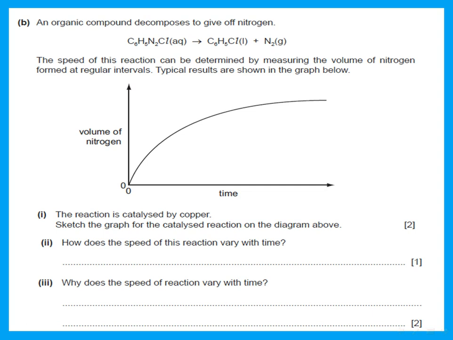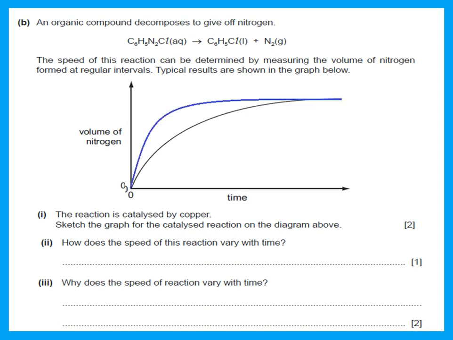We said if this is the graph for our original reaction, then he did something to make the reaction faster. Of course, if I add a catalyst, then the reaction is faster. And he's saying sketch the graph. Well, if it is faster, then the slope is steeper and it ends at the same final volume because I'm starting with the same amount of reactant.